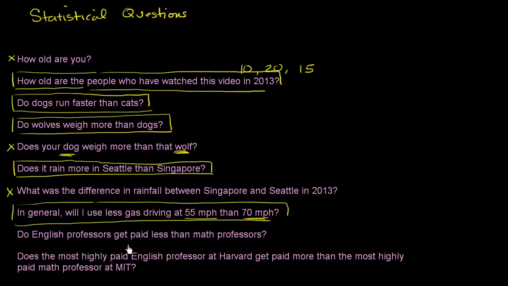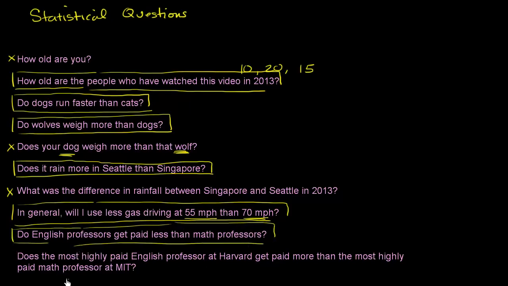Do English professors get paid less than math professors? So once again, all English professors don't get paid the same amount, and all math professors don't get paid the same amount. Some English professors might do quite well, some might make very little, same thing for math professors. So we'd probably want to find some type of an average to represent the central tendency for each of these. So once again, this is a statistical question.